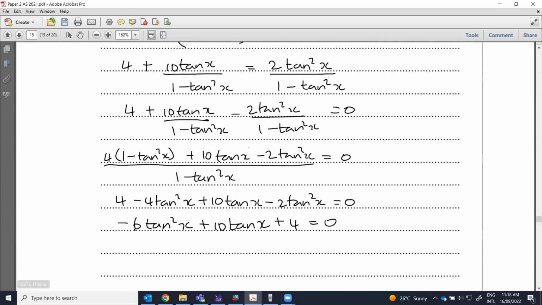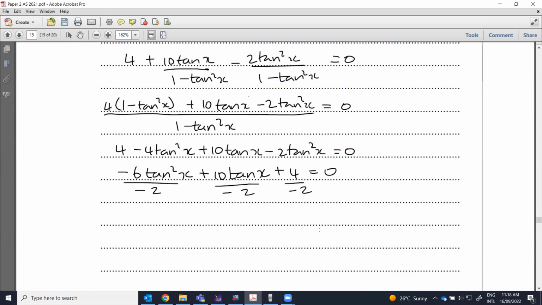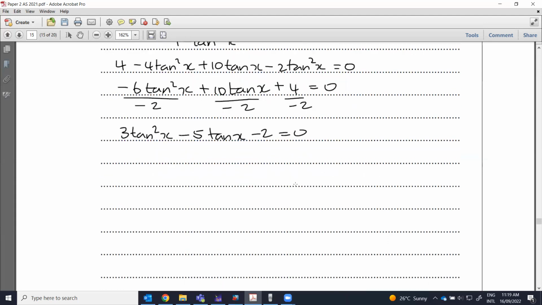Right, then I can divide everything by minus 2. So divide by minus 2, minus 2, minus 2. We get 3 tan squared x minus 5 tan x minus 2 equals 0. Now this is in fact a quadratic equation.